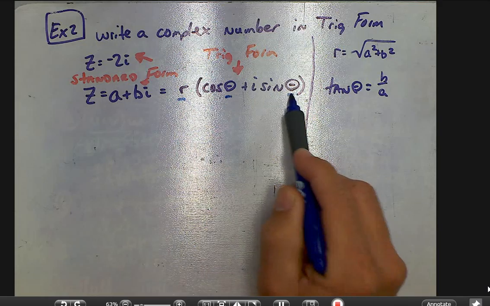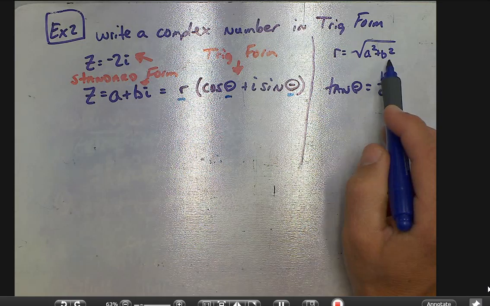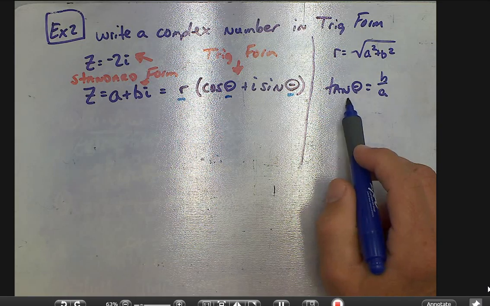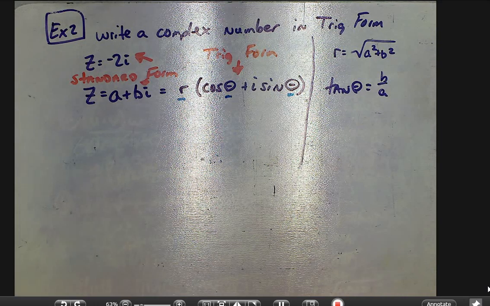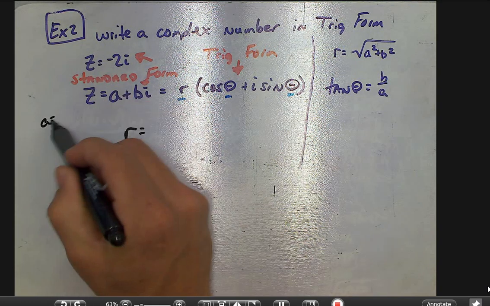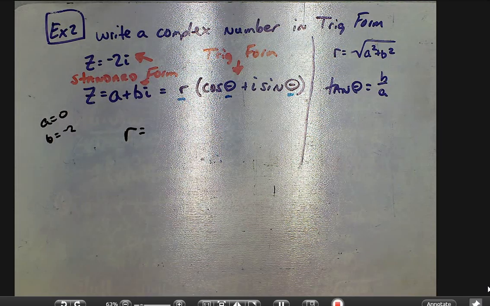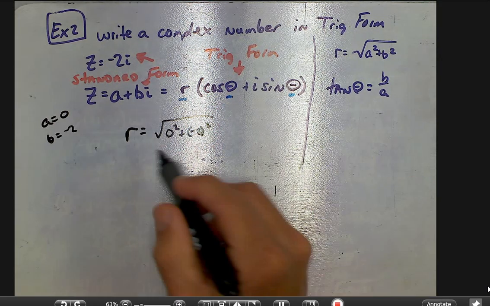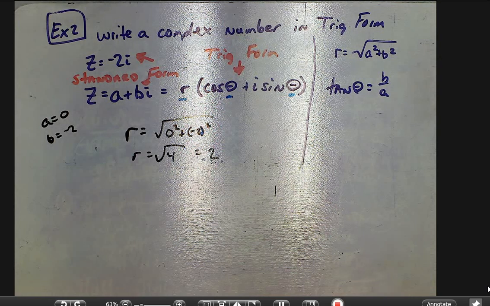Theta is going to be the same thing for each one. R is the square root of a squared plus b squared, the absolute value piece. And the tangent of theta equals b over a. So this is how we're going to find it with each part. So r is going to be, in this situation, a is 0 because there is no real number, b is negative 2. So r is the square root of 0 squared plus negative 2 squared, which is the square root of 4. Therefore, r equals 2.